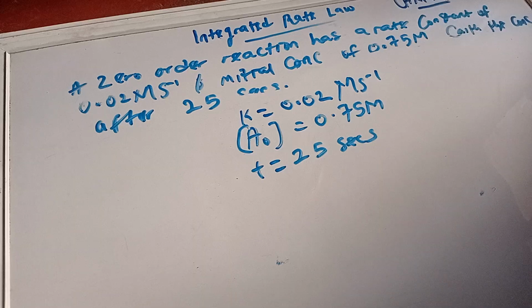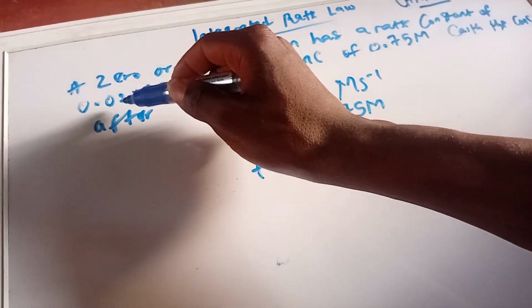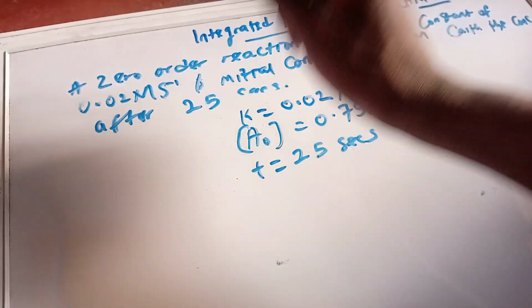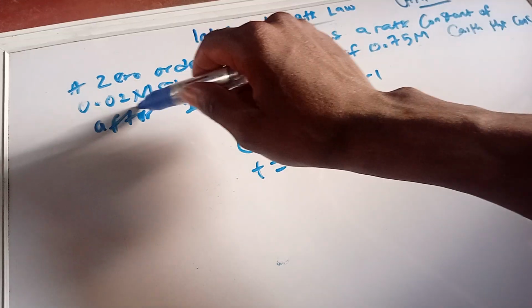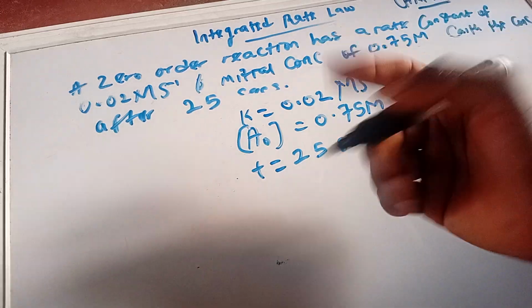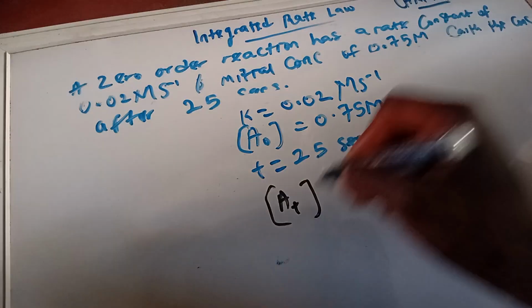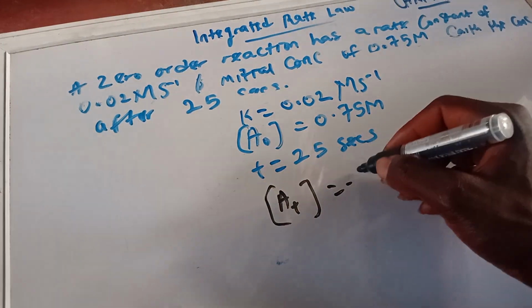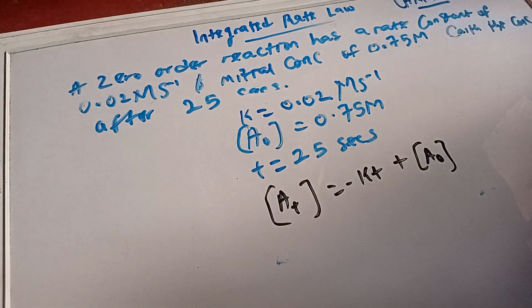So here we have, looking at the unit, I'm not even looking at whether it's zero order, but looking at the unit, big M per second. No, mole is actually different. This capital letter M represents mole per dm cube. But don't worry. So the formula for zero order is At, the concentration at a time t, equals minus kt plus the initial concentration, right?